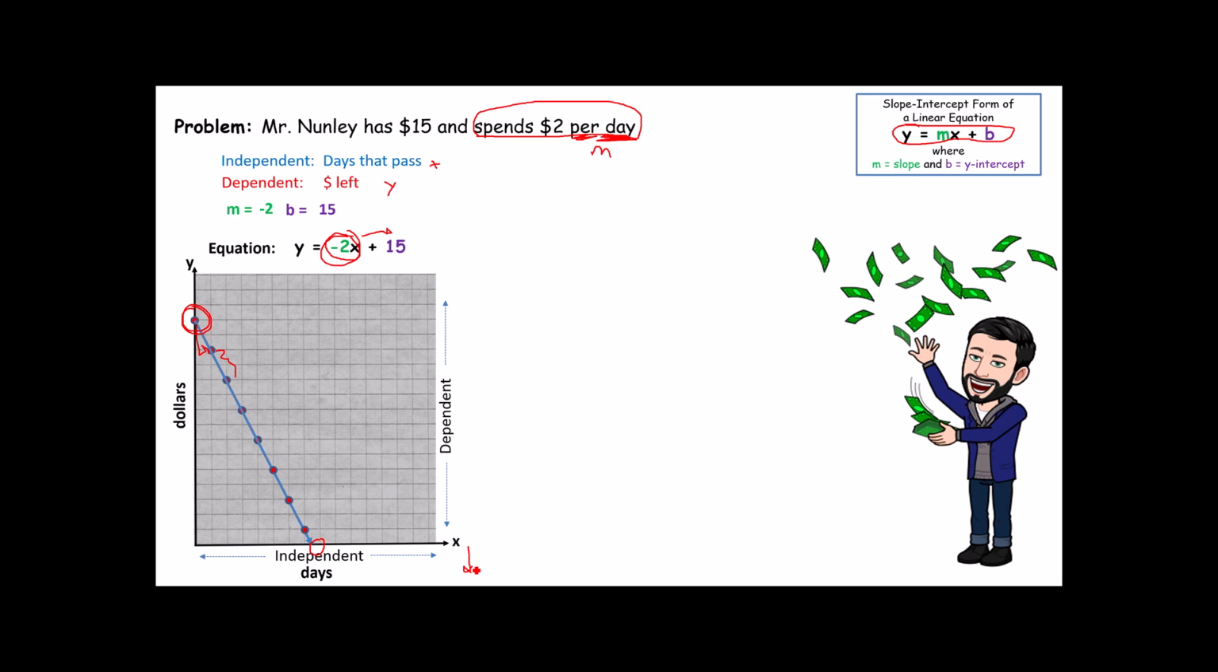Once we know the pattern, we see the graph, I can begin to ask you questions about that pattern. How much will Mr. Nunley have left in 5 days? Two ways to approach that. Method number one, I should be able to look at my graph and go over 1, 2, 3, 4, 5 days and go up and see how much money is left. This is the coordinate (5, 5). In 5 days, I should have $5 left. I can see that quickly from the graph.